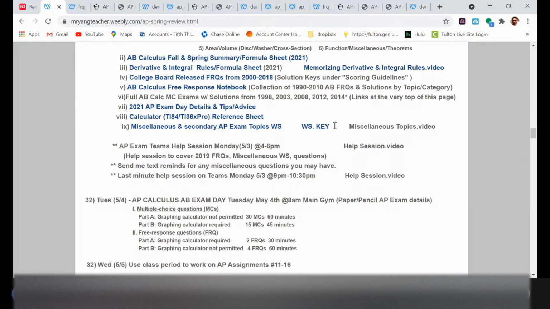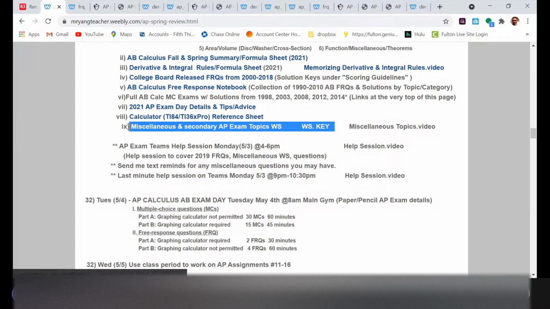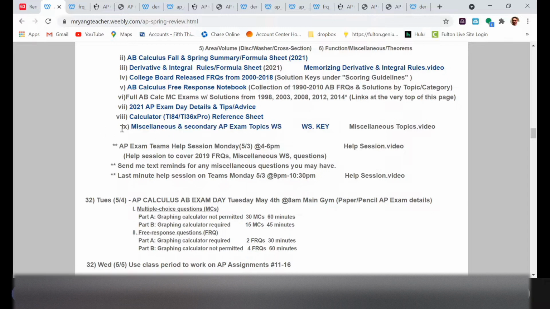And then finally, the lowest on the priority list is this miscellaneous and secondary AP exam topics. So there are some topics that I just kind of briefly went through in class, but I didn't really spend a whole lot of time on. I just had to kind of prioritize what I want us to do. So some of these miscellaneous topics, secondary topics, they've shown up on previous AP exams, but they may not necessarily show up this year. So, just every other year they may show up, but it's a lot of miscellaneous topics here. So if you have time, you can work through it.